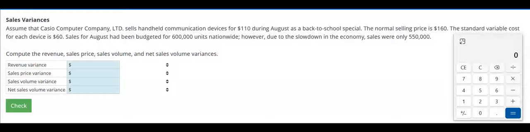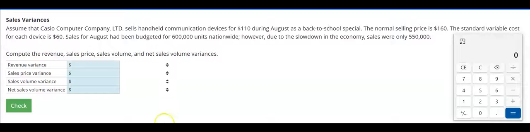Welcome to another video on standard costing and variances. Anytime you hear the term variance or standard costing, we're making a very close connection to the budgeting process, which is what we covered in the last batch of videos.